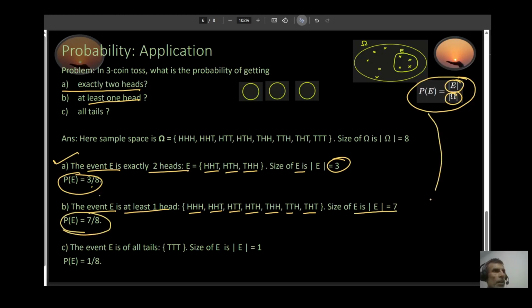Again, I'm using this formula right here. For the last one, the event E is all tails. There is only one possible outcome in event E: tail, tail, tail. The size of E in this case is 1, so the probability of E is 1 over 8.